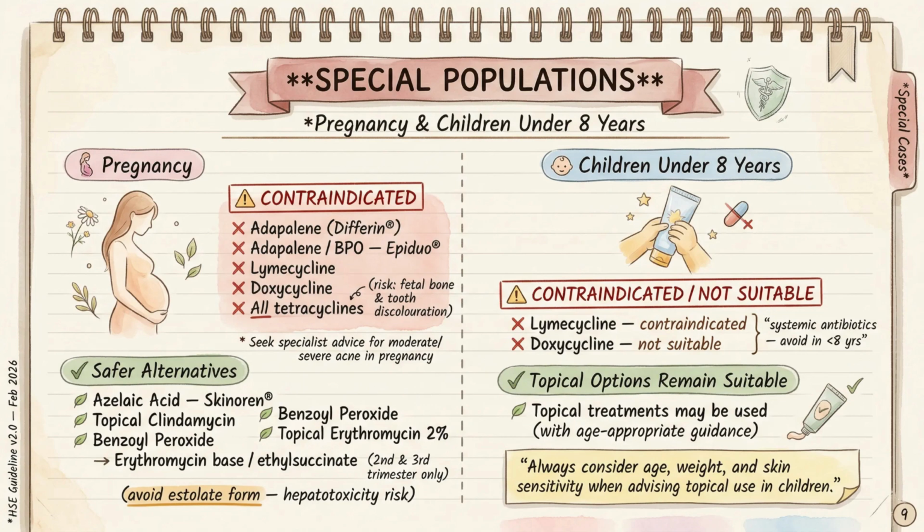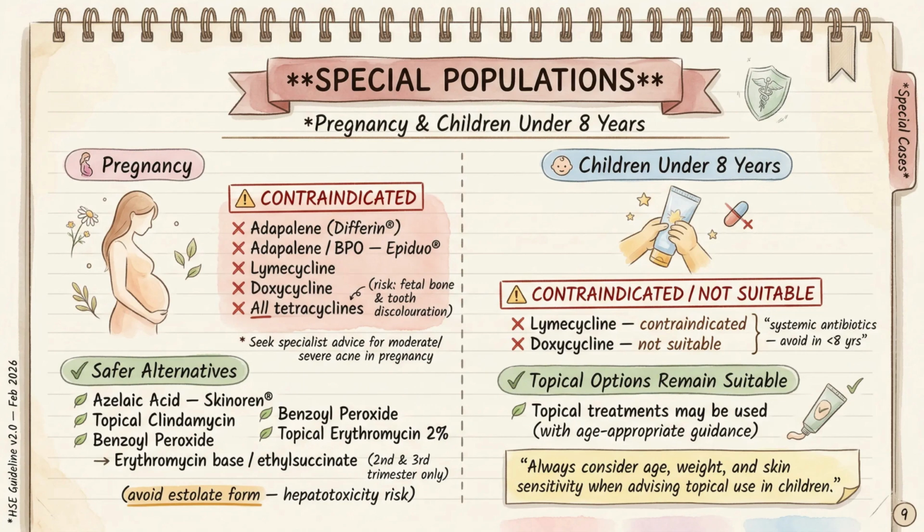For moderate to severe acne in pregnancy, seek specialist advice. This is not a situation to manage alone in primary care. What can we use safely in pregnancy? Topical options that are considered safer include azelaic acid, Skinoren, topical clindamycin, and benzoyl peroxide. Topical erythromycin 2% is also used.